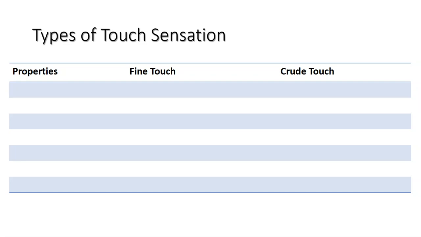Touch sensation generally results from stimulation of tactile receptors in the skin or in the tissues immediately beneath the skin. Two types or submodalities of touch sensations have been described based on their transmission in the spinal cord. These include fine touch and crude touch. Fine touch is also known as discriminative touch, and crude touch is also known as non-discriminative touch.